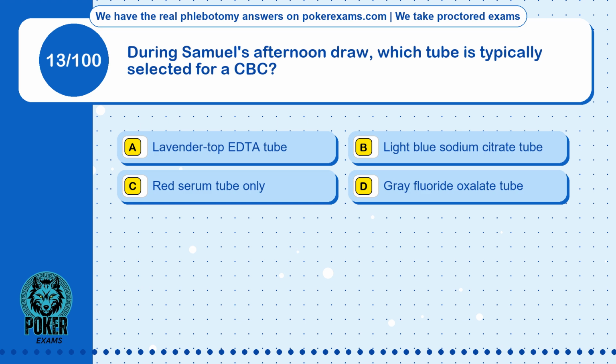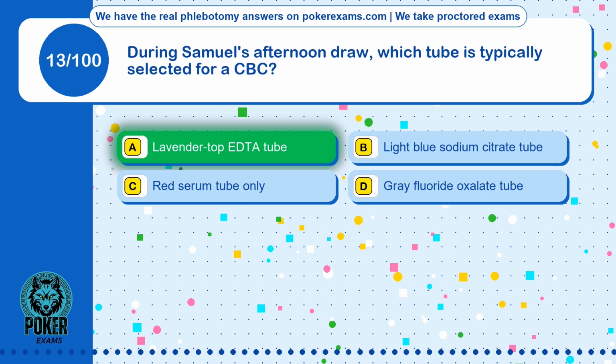Question 13. During Samuel's afternoon draw, which tube is typically selected for a CBC? Option A, lavender top EDTA tube. Option B, light blue sodium citrate tube. Option C, red serum tube only. Option D, gray fluoride oxalate tube. The correct answer is option A.